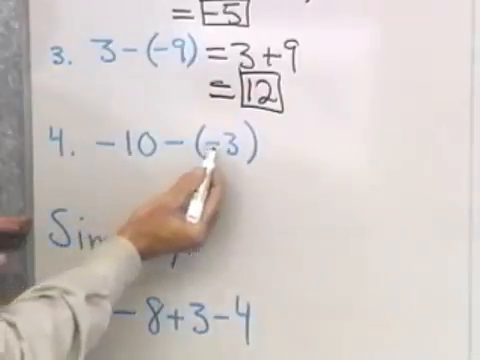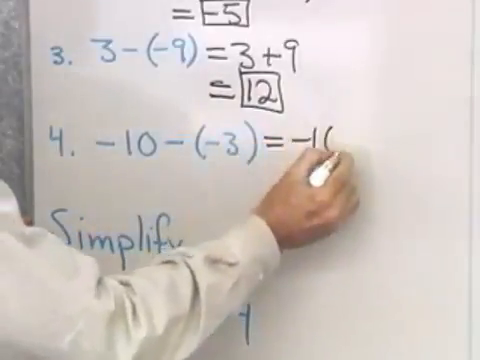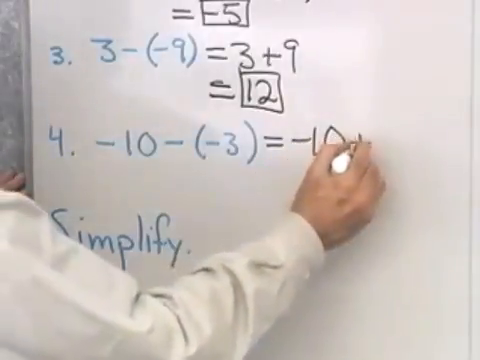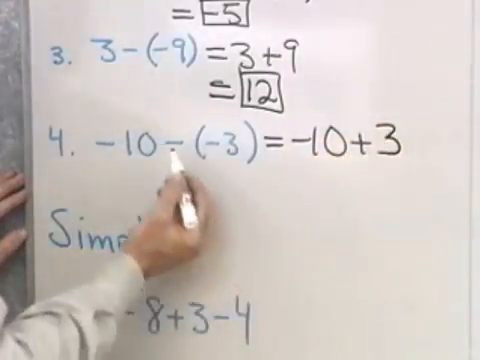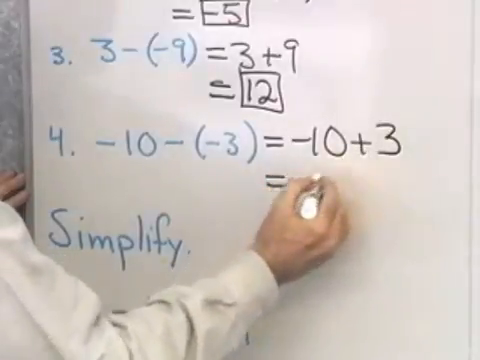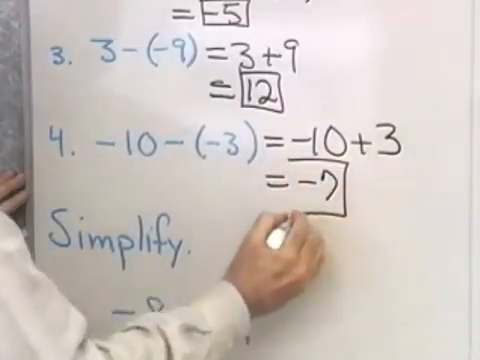Negative 10 subtract negative 3 is negative 10 plus, instead of subtracting negative 3, I'm going to add its opposite, positive 3. So instead of subtracting negative 3, I add positive 3. Negative 10 plus 3, negative 7.